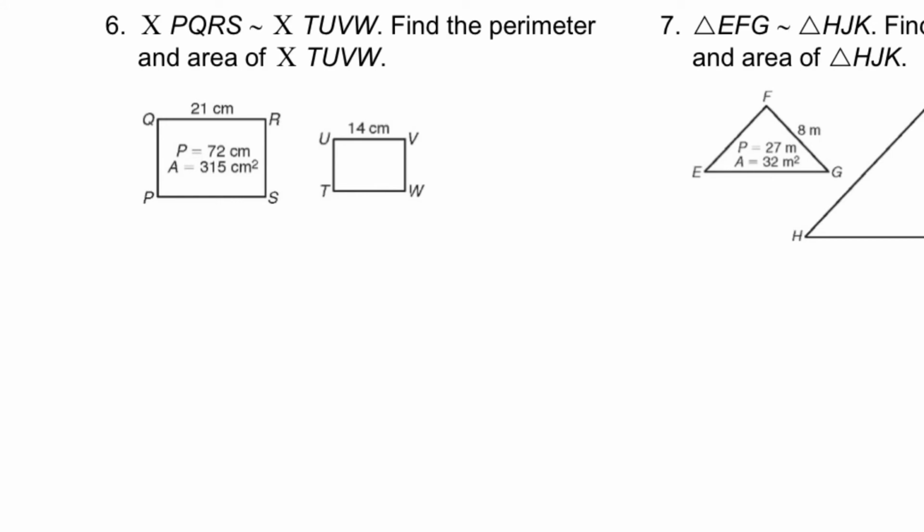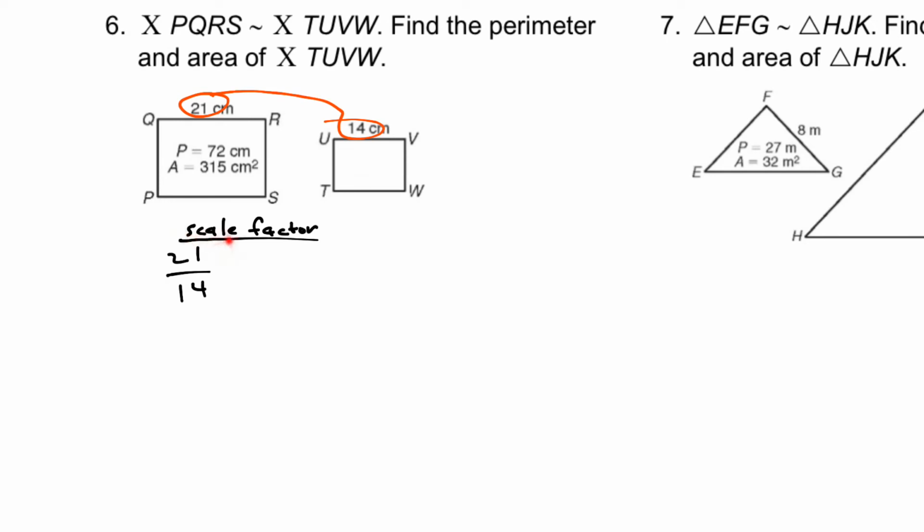In example 5, we set that one up as a little triangle over big triangle. Let's go the other way this time. So we're going to set up our ratio of corresponding sides. We have 21 in the large rectangle corresponding to 14 in the small rectangle. So let's set up our scale factor, this time using 21 in the large rectangle corresponding with 14 in the small rectangle.